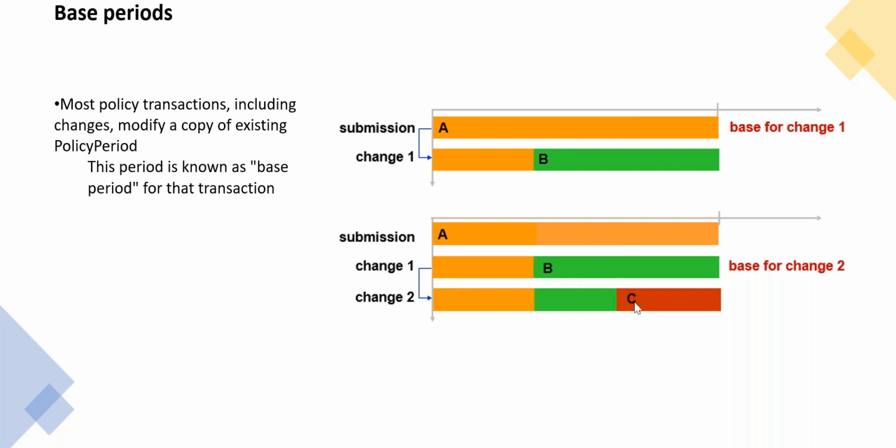Same thing here. If I'm creating change C, then they will take the reference from B, because that is the base period. I told you, it will always be the previous bound period. So this is the previous bound period, and this will become the base period for policy change C. So this is important here.